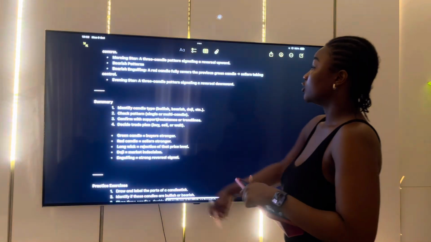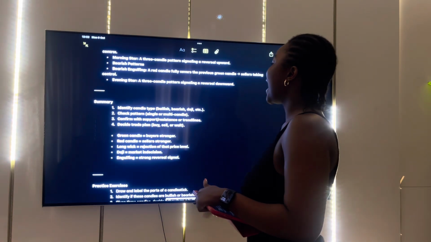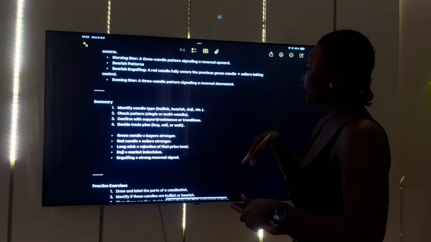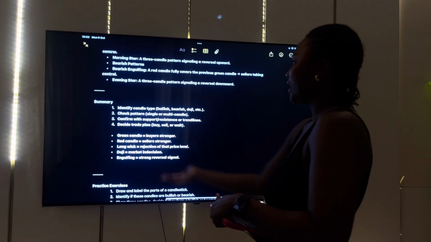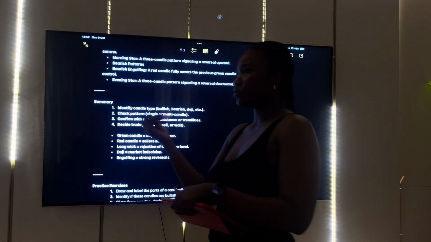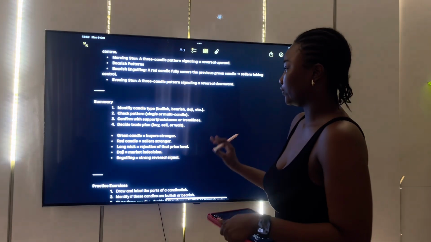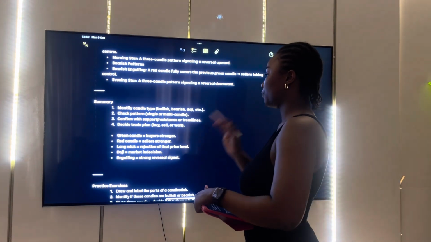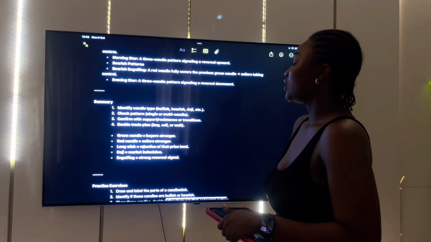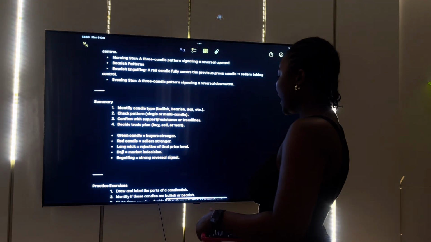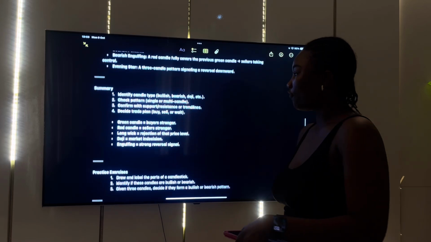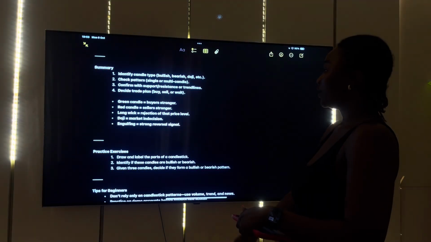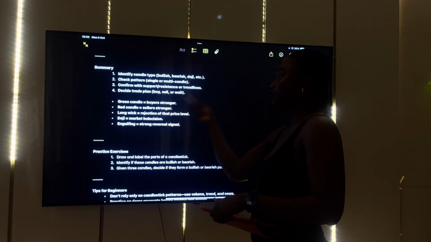Okay, we're done. Summary. Identify candle types: bullish, bearish, dojis. Check patterns. Is it a single candle or is it a 3-in-1 candle? Confirm with support and resistance. That will be our next topic, support and resistance. Now you have to decide your trade plan: buy, sell, or wait for more confirmation. Green candles mean buyers are stronger. Red candles mean sellers are stronger.